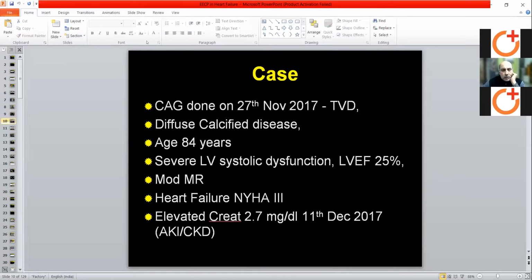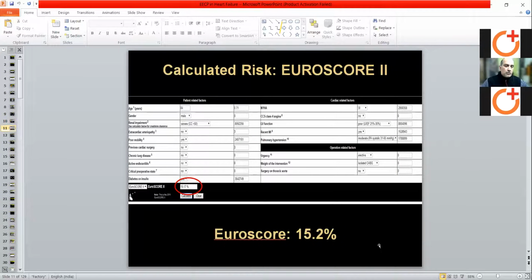So in a nutshell, this person was elderly, 84 years of age, with diffuse calcified disease. The angiogram showed diffuse triple vessel disease, and there was severe left ventricular systolic dysfunction. Ejection fraction was just 25%, with mild to moderate mitral regurgitation, NYHA class 3. His creatinine was elevated to 2.7 milligram per deciliter on 11th December, probably because of AKI or a component of CKD as well. So the issue was what to do.